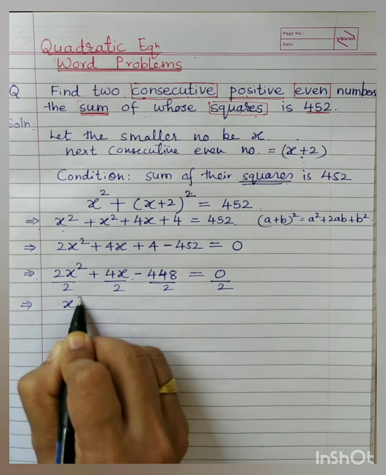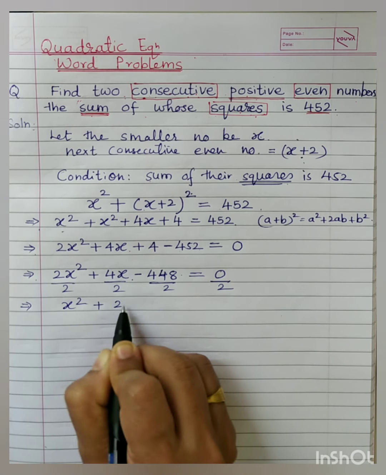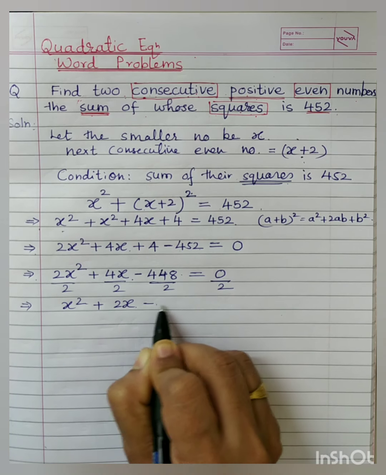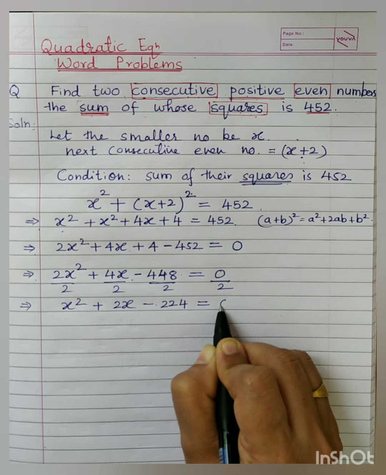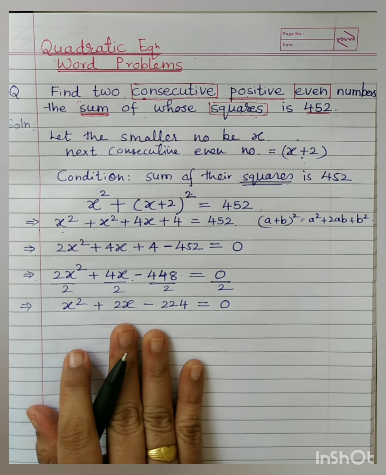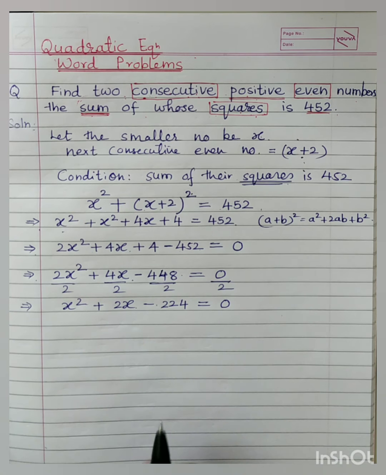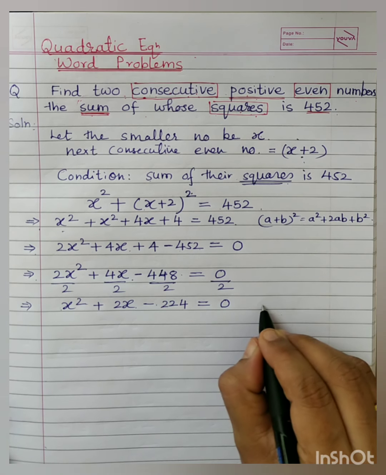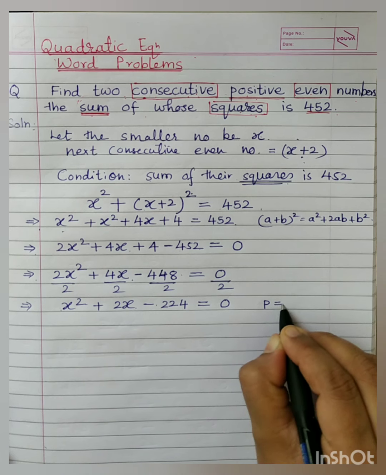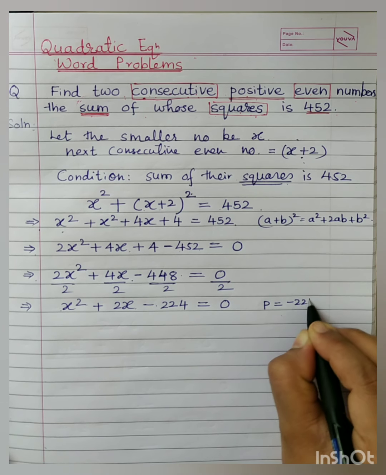You get x square plus 2x minus 224 is equal to 0. Now this is the most simplified form of our equation and we need to work it out. So coefficient of x square 1 into minus 224, so you have got the product as negative 224.